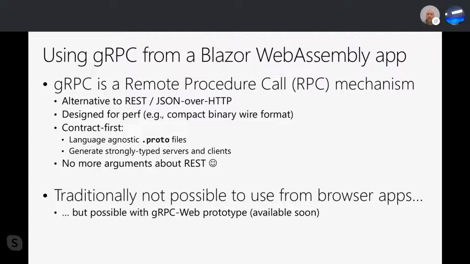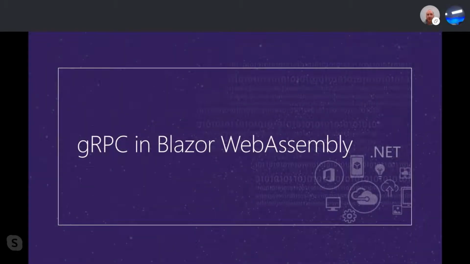And James Newton-King from the ASP.NET team has been hard at work creating a set of prototype packages that add gRPC Web support to ASP.NET Core on the server, and they also work with Blazor WebAssembly on the client. So let's have a go now at changing Flight Finder so that instead of JSON, it's working with gRPC data.